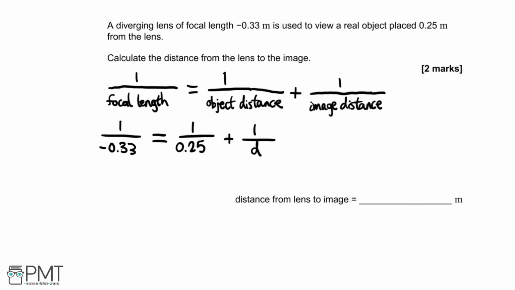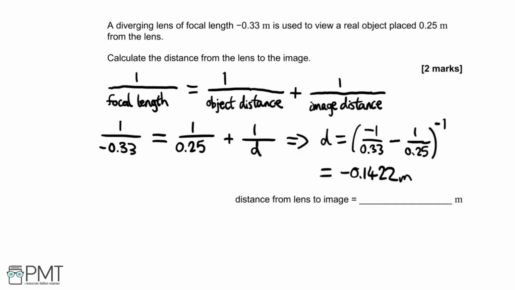So remember, the focal length is minus 0.33, so we need to include that in the calculation. So let's rearrange to make D the subject. So I put everything to the power of -1 there, but that just means 1 divided by. So we end up with minus 0.1422 meters.